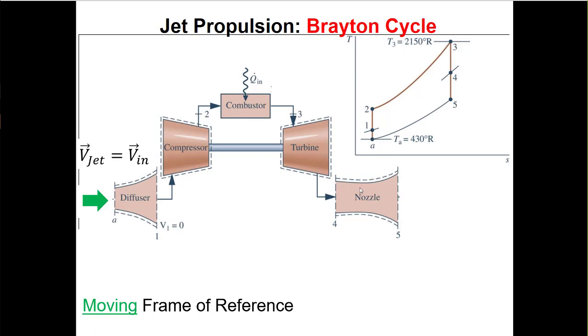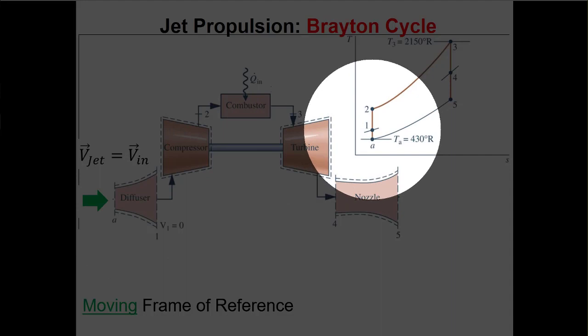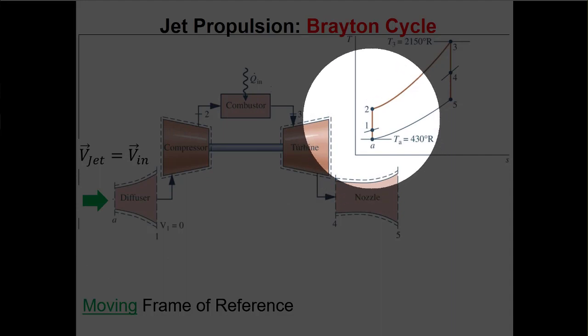So we're going to talk about this moving frame of reference, and the velocity of the jet is going to be the inlet velocity. This is why we put the diffuser at the beginning, because there's going to be a lot of kinetic energy associated with the air going into the diffuser. The diffuser's job is to take this energy in terms of kinetic energy and turn it into enthalpy. So that's as we go from state A here to state 1. They kept the numbering the same as a Brayton cycle.